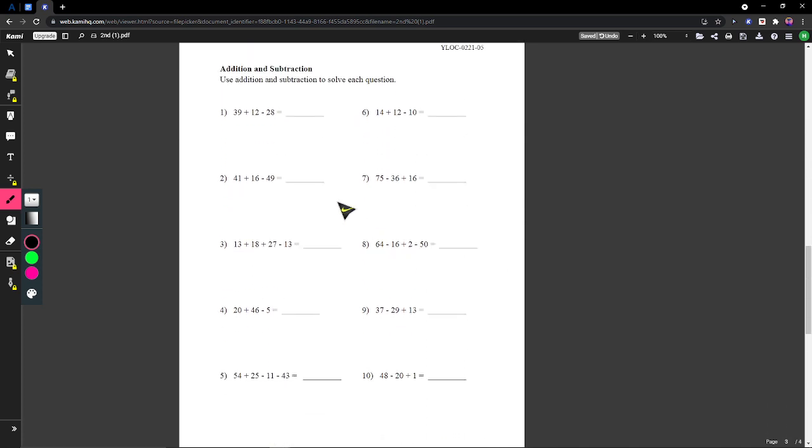For the third part, we have something called addition and subtraction. Use addition and subtraction to solve each equation. So we start from the left and work our way all the way through. So 39 plus 12 is equal to 51. Now, after you get this, you would also subtract 28. And once you do that, you should get 23, which would be your final answer.